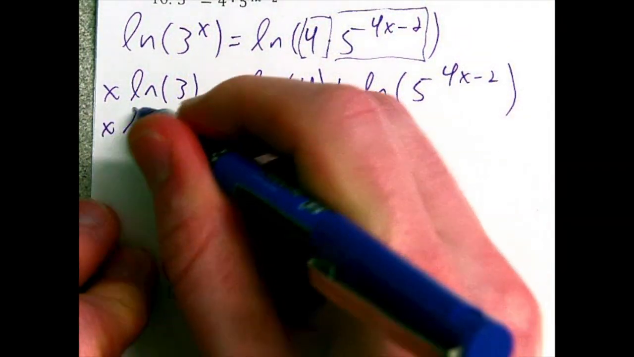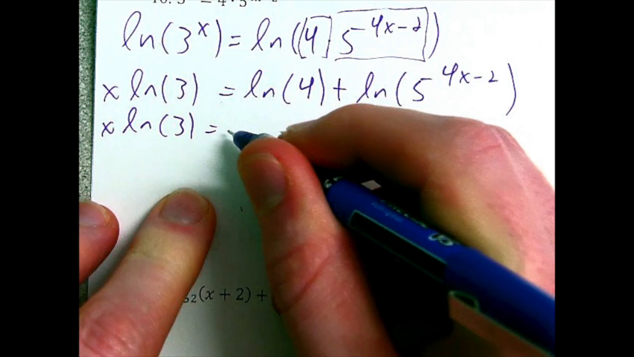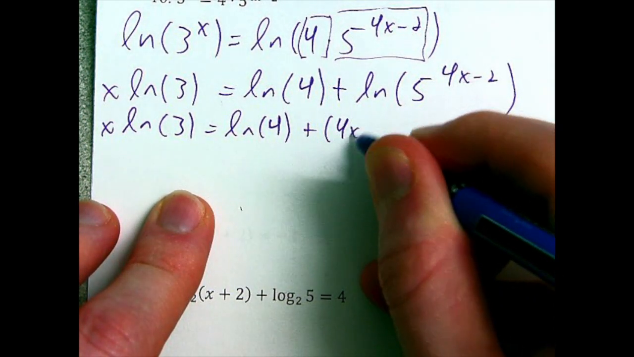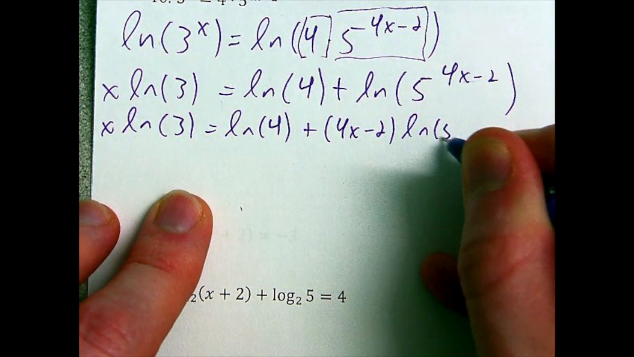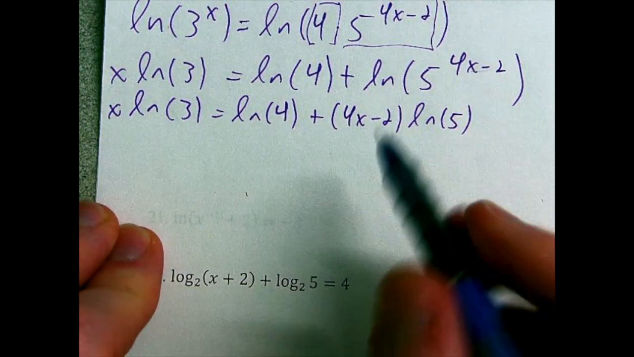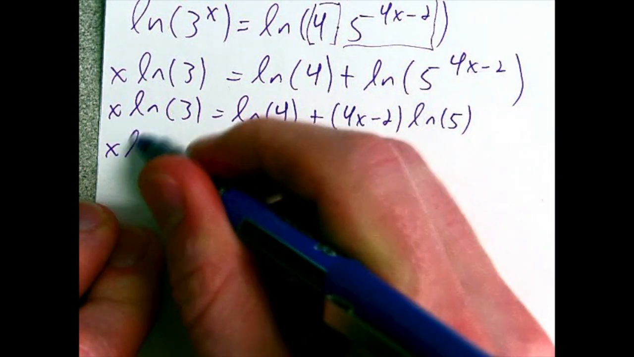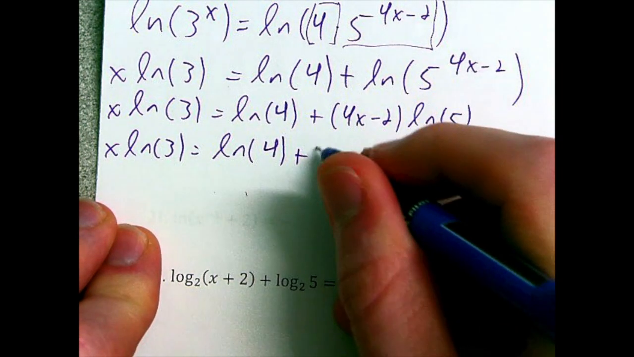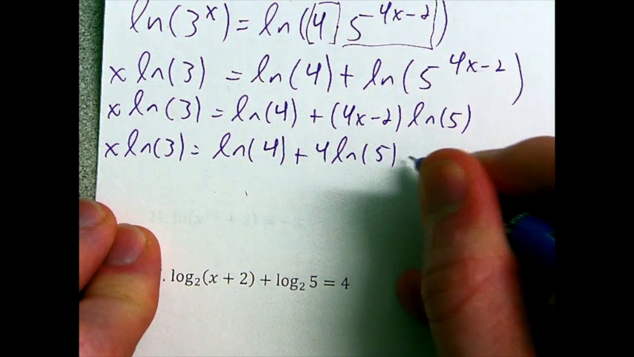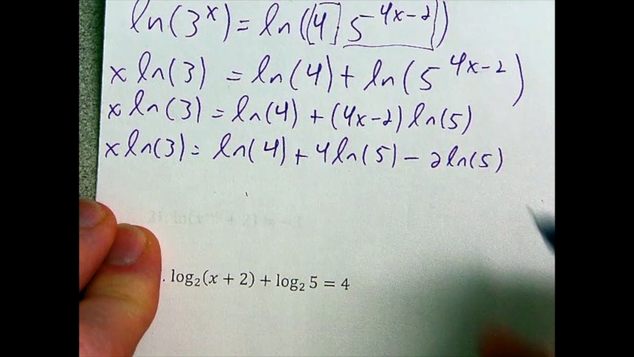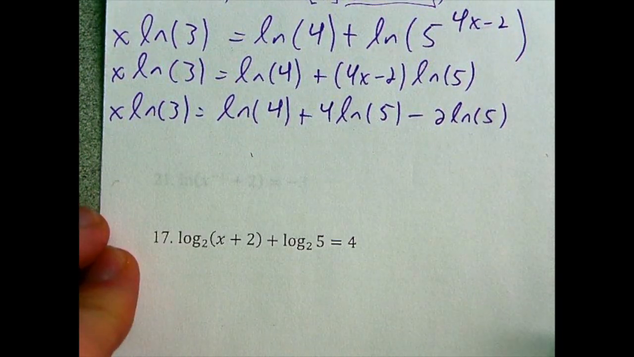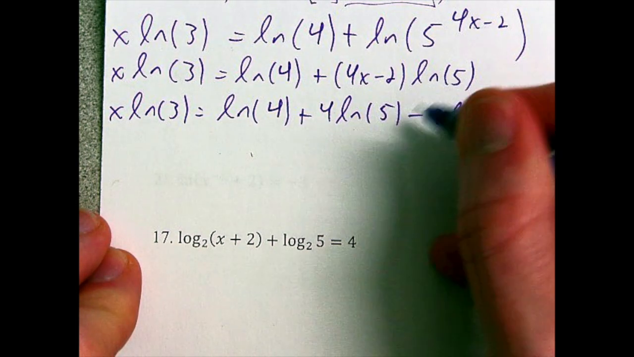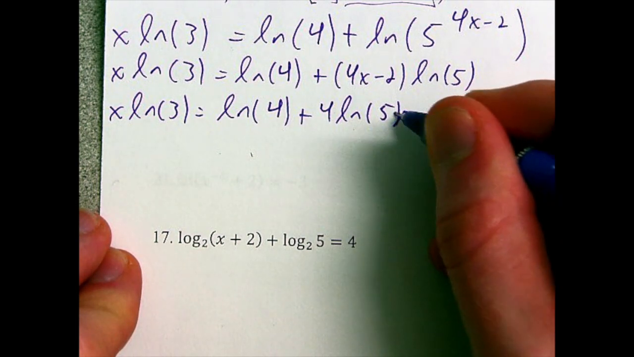Okay, so then we have x natural log of 3 is equal to natural log of 4 plus this exponent will come down, 4x minus 2 natural log of 5. I guess I should distribute this natural log of 5, so I have x natural log of 3 is equal to natural log of 4 plus 4 ln of 5 minus 2 ln of 5. I'm worried about having enough room for this problem. I lost an x somewhere, didn't I? Yeah, right here. 4x times natural log of 5 should be an x right there.